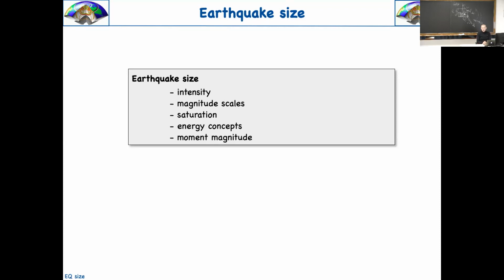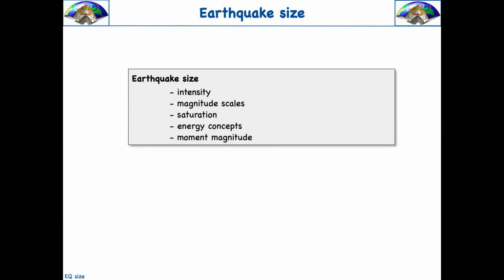Now, we discovered during the last lecture that instrumental seismology started. Do you see my screen shared? Yes. So with the full slide, right? Yes. Okay.